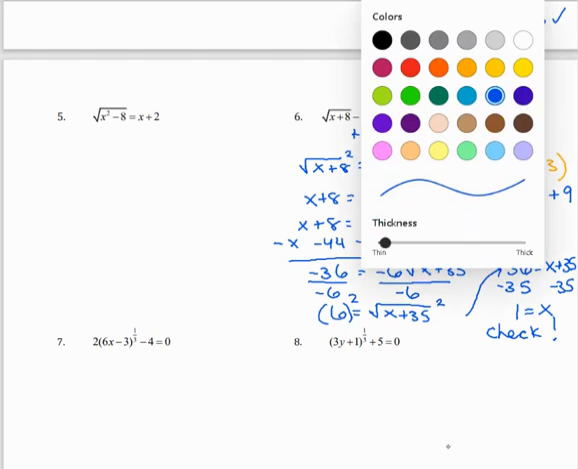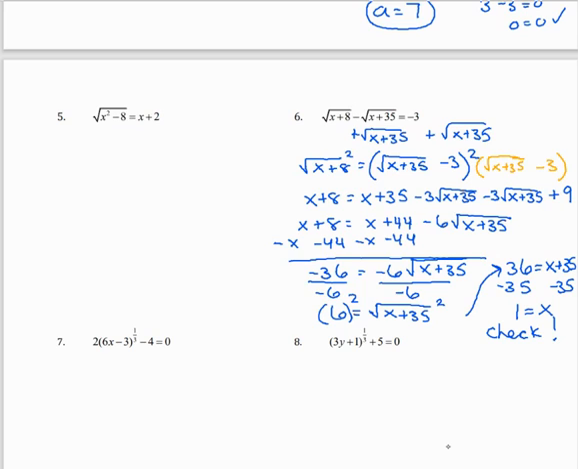So I'm just going to do the check up above. I'll do that in light green just to save some room here. So this would be saying the square root of 1 plus 8 minus the square root of 1 plus 35. And we want to know, does that equal negative 3? So 1 plus 8 is 9. The square root of 9 is 3. 1 plus 35 is 36. The square root of 36 is 6. So is 3 minus 6 negative 3? Yes, it is. So all that work paid off, and x equals 1 does work.